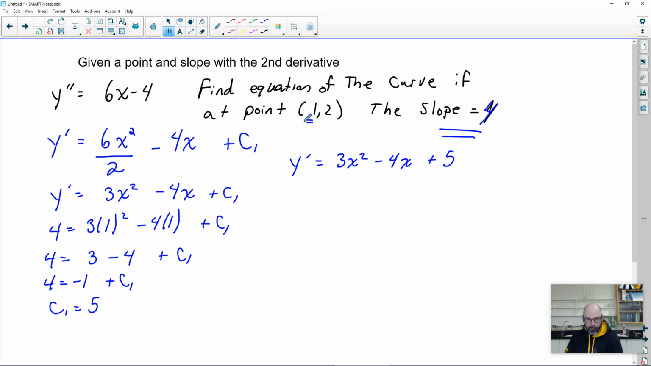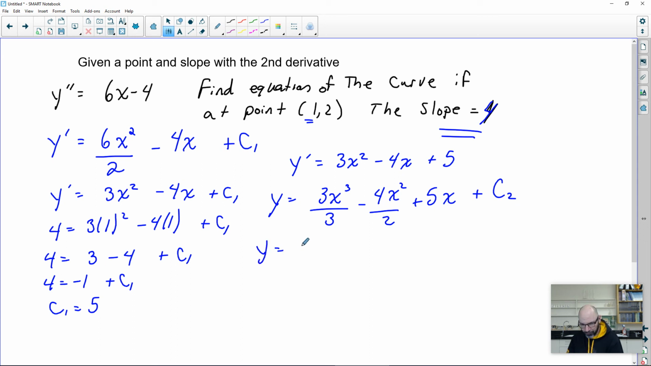Now we can use this point and do the antiderivative to get y, and then plug this point in to find the other constant. Like this. You go, okay, y is going to be the antiderivative of this up here. So this is now going to be 3x, 2 plus 1 is 3 over 3, minus 4x squared over 2 plus 5x plus c2. Okay, we can simplify. Y equals x cubed minus 2x squared plus 5x plus c2.